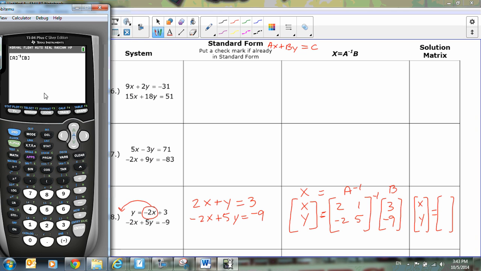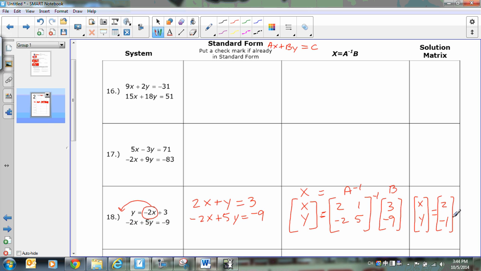Okay, and now the calculator is waiting for you to hit enter. It's just like I had typed in 2 times 3, and when I hit enter, I'm going to get the product of 2 and 3. This time though, I have the inverse of a matrix times another matrix. The calculator is going to do that matrix multiplication, and it would be a little bit complicated to do by hand. So I just hit enter, and the result is this 2 by 1 matrix, which is our solution matrix. 2 is our value for x, and negative 1 is our value for y. All right, so I'm going to write 2, negative 1 in here, and we're done with number 18.